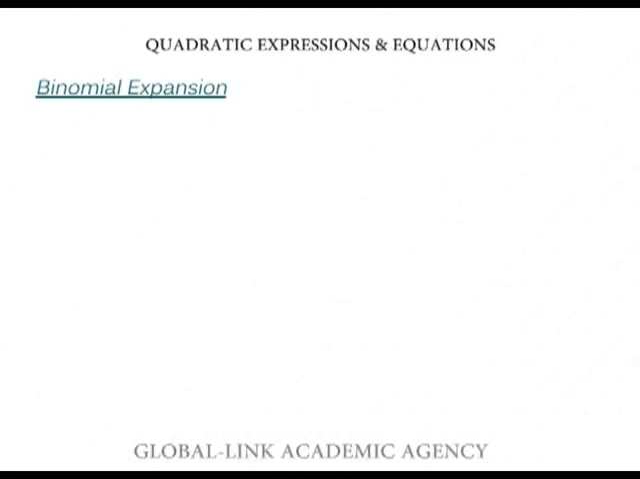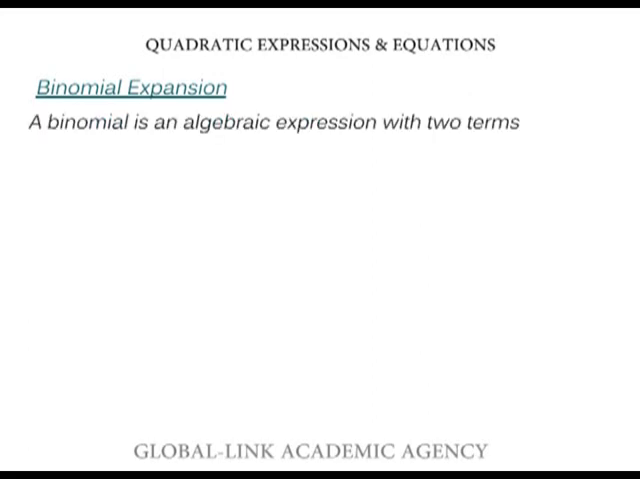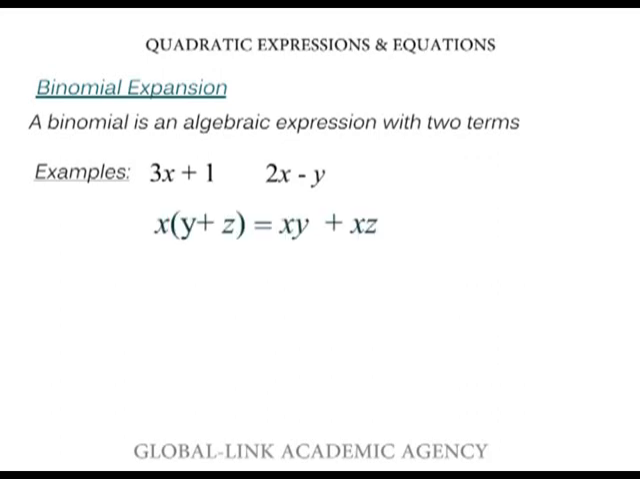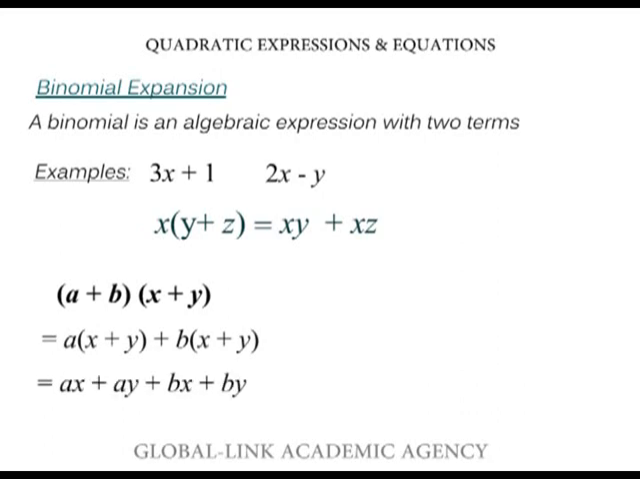Binomial expansions. An algebraic expression consisting of two terms is called a binomial expression, that is bi for 2. For example, 3x + 1, 2x - y, and so forth. Since x(y + z) is equal to xy + xz, then (a + b)(x + y) is equal to a(x + y) + b(x + y), which gives us ax + ay + bx + by.